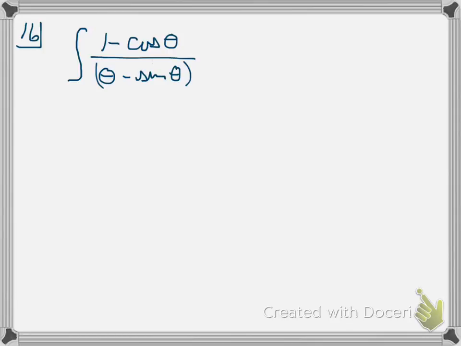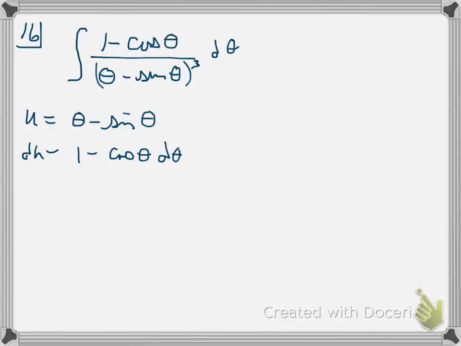Number 16 says to integrate (1 minus the cosine theta) over (theta minus the sine of theta), all that stuff cubed, d theta. Well, I'm going to let u equal theta minus sine theta. And that means that du is going to equal 1 minus cosine theta d theta.